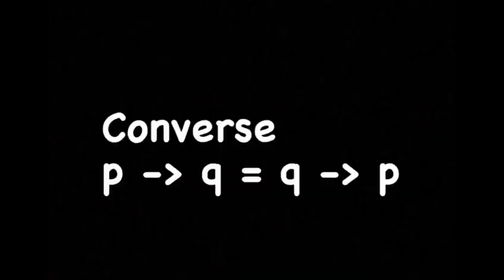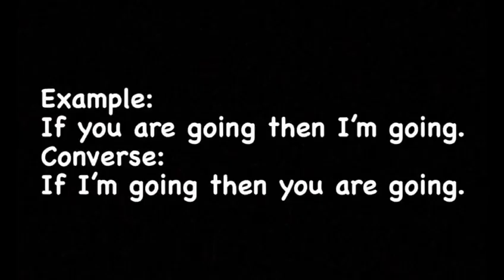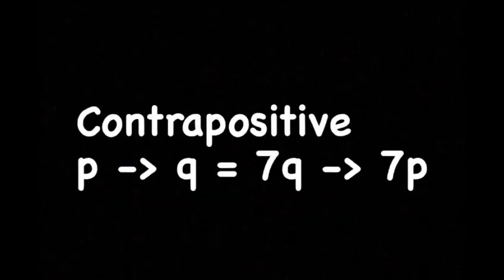Now, there are three related implications which are converse, contrapositive, and inverse. In converse, a sentence P implies Q becomes Q implies P. For example, and in contrapositive, a sentence P implies Q becomes negation of Q implies negation of P.